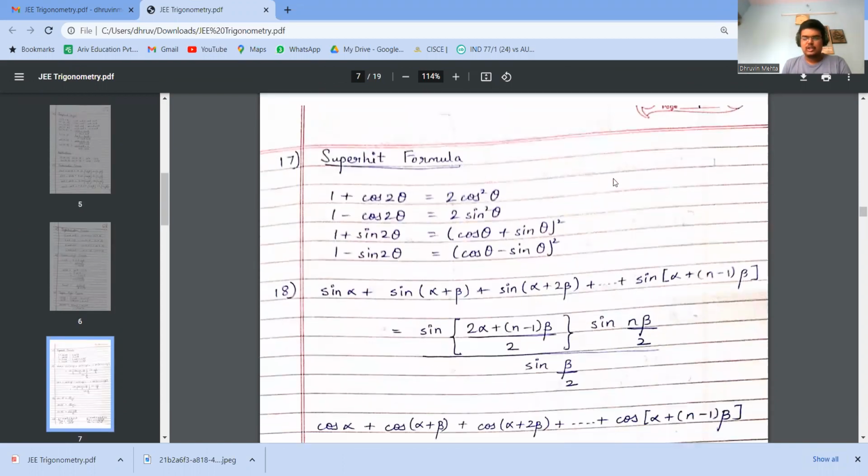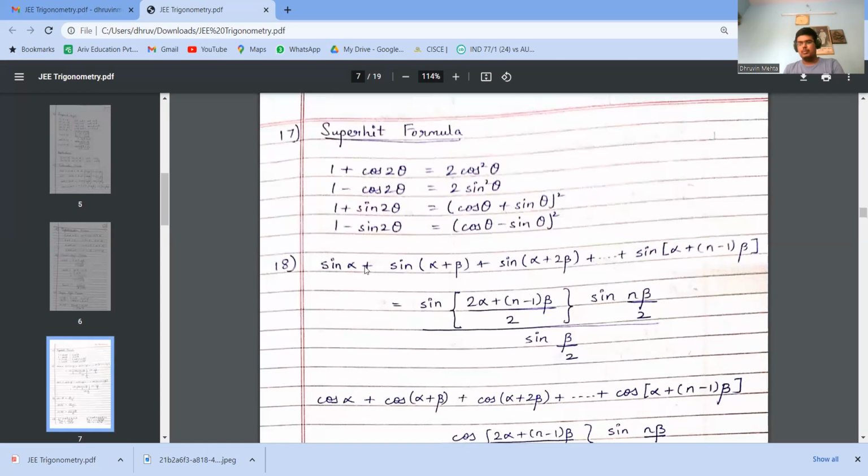अच्छा, Trisha, Muskan, do you also know these superhit formulas? आरुष को तो मैंने ये लिस्ट में लिखवा दिया है. Do you guys know the superhit formula? These are versions of the double angle formula. But very important. You have to learn this by heart. Super important. Especially in derivative integration kind of chapters. बहुत काम का है ये.